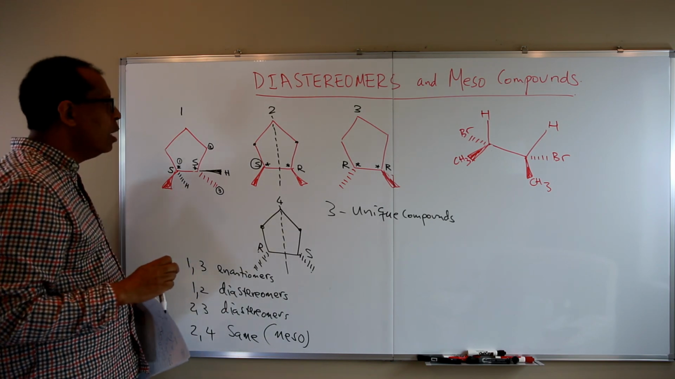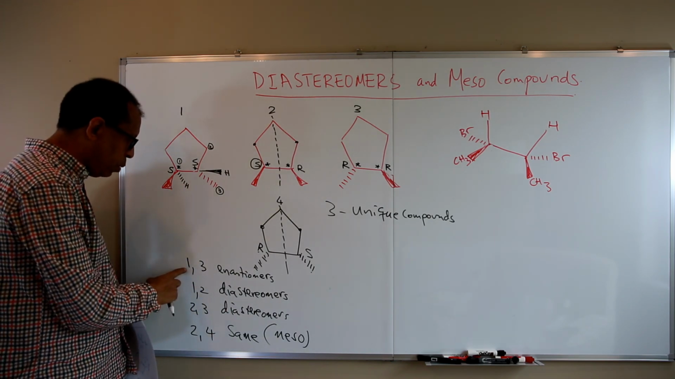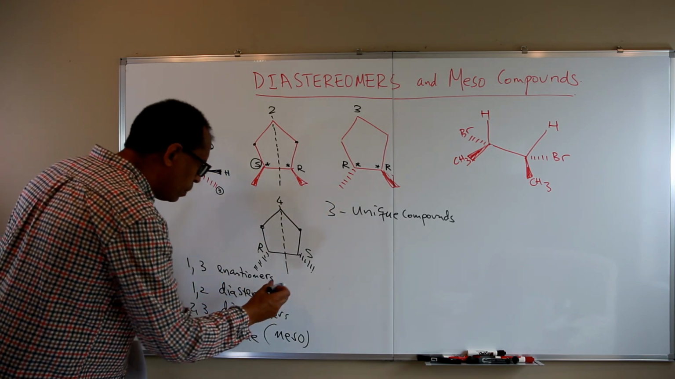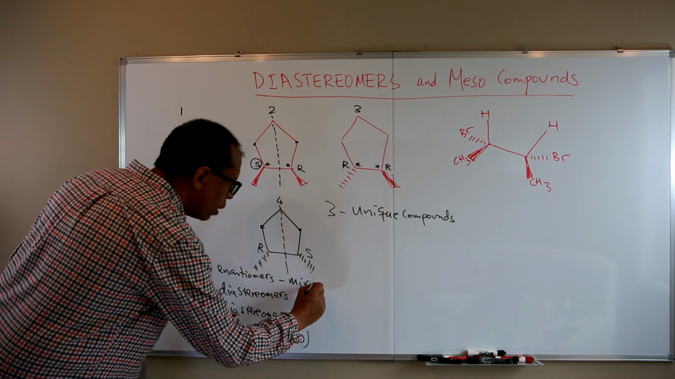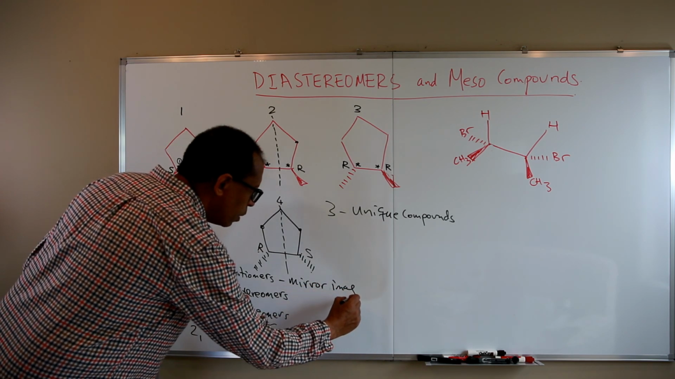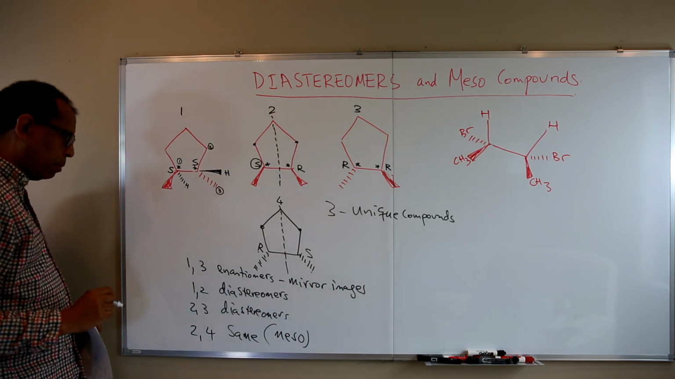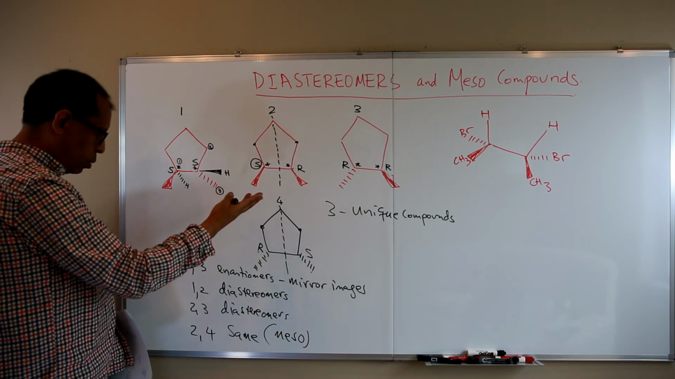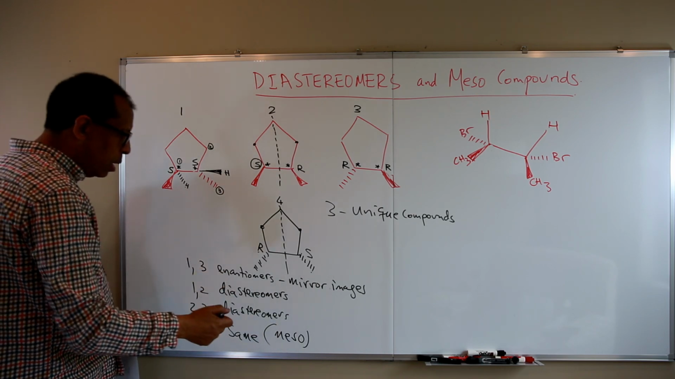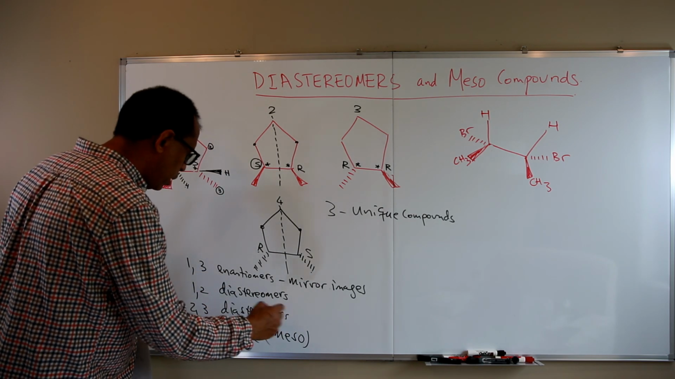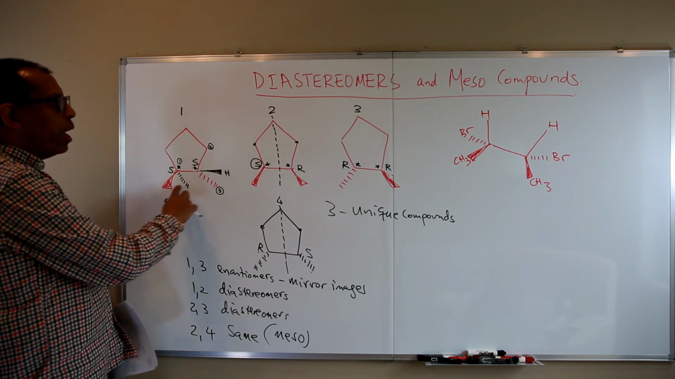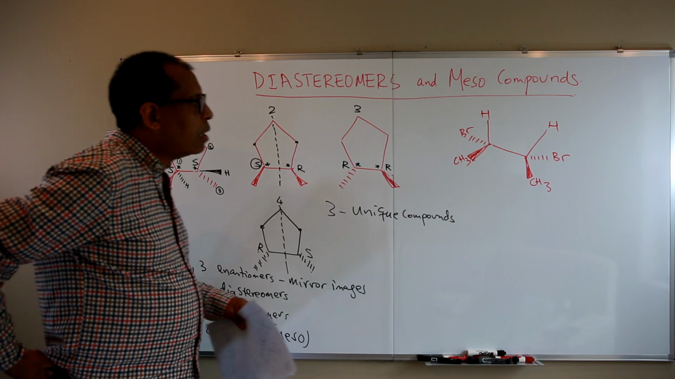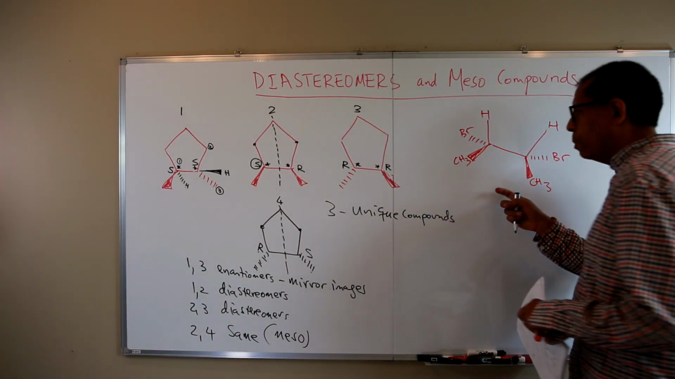So the stereochemical relationship between 1 and 3 is mirror images, enantiomers. So there are 2 different compounds. 1 and 2 are diastereomers. There is no mirror image relationship between one and the other. Therefore, they are not mirror images, but they are diastereomers. So we have only 3 unique compounds. Let's see another meso compound here on the board.